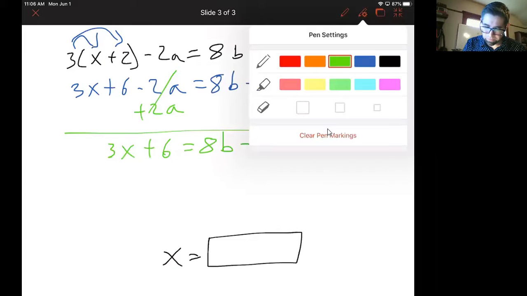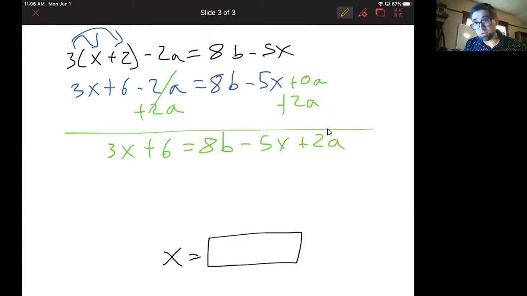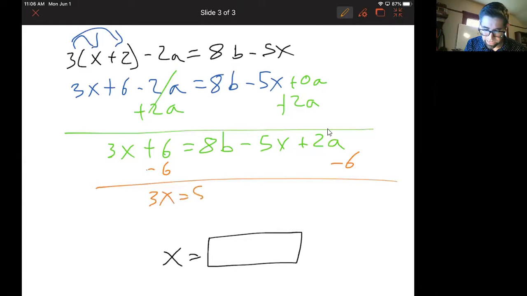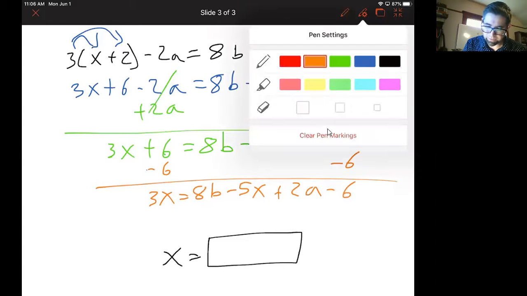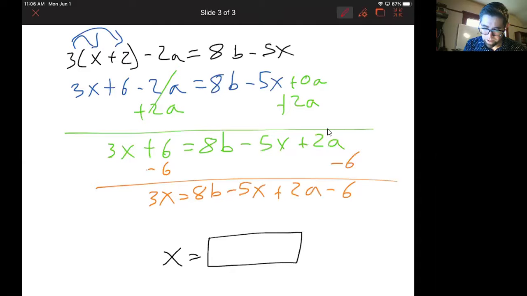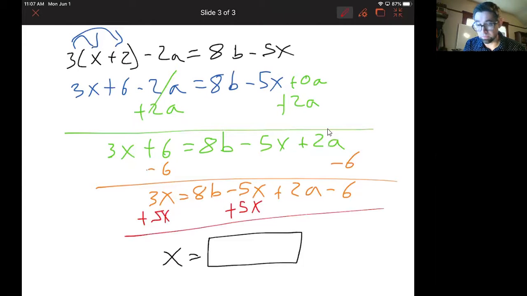Okay, now next step. I see that I have x's on both sides of my equation. So let's move one of the x's to the other side. I'm going to add, well, actually, I'm sorry, let me get rid of this 6 first. I forgot about that. I'm going to subtract 6 from both sides. So now I have 3x equals 8b minus 5x plus 2a minus 6. The last thing I'm going to do is now add 5x to both sides. Adding 5x to both sides moves my variable term.